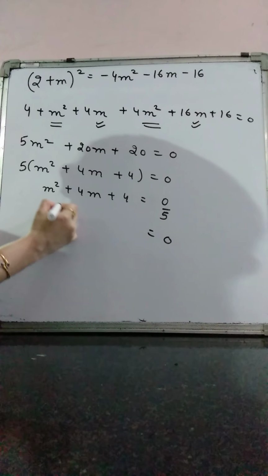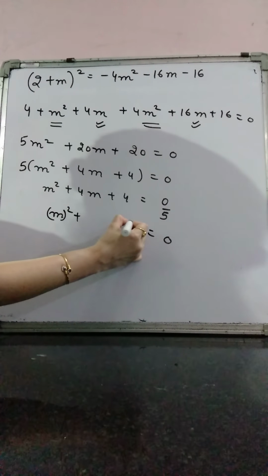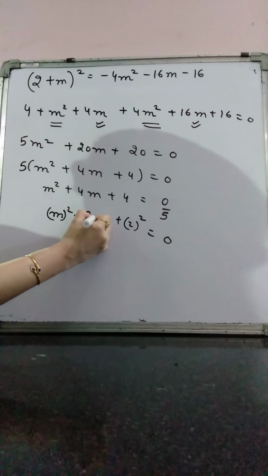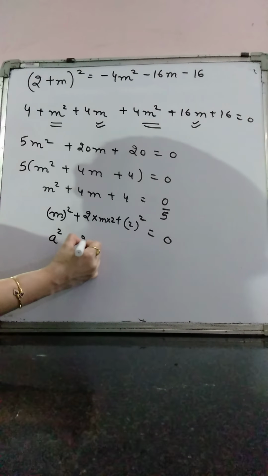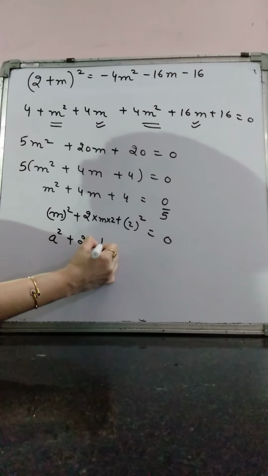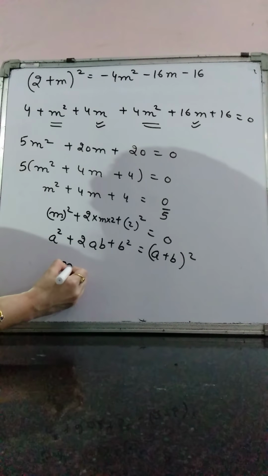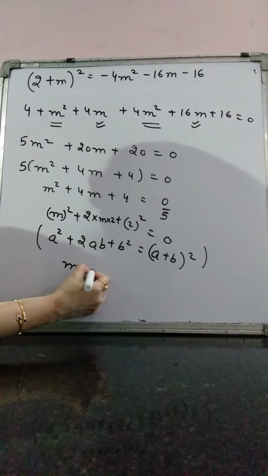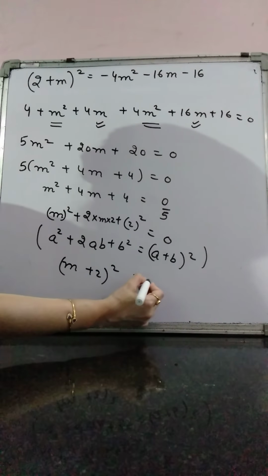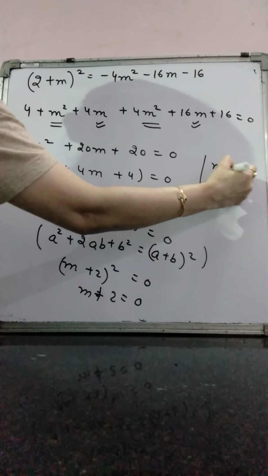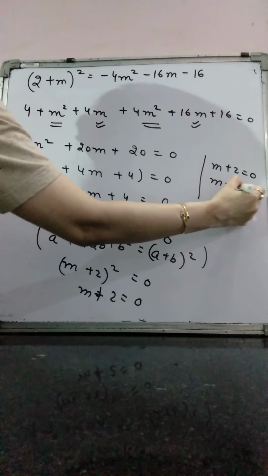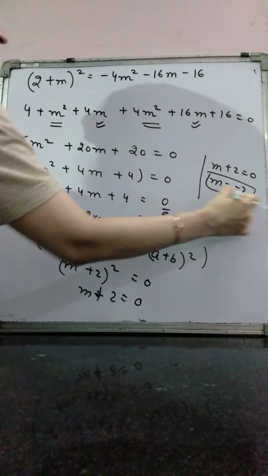Now this is the formula of m square plus 2 square plus 2 into m into 2, that is, apply this identity: a square plus 2ab plus b square will be (a plus b) whole square. It will be (m plus 2) whole square. On taking square root, the value of m plus 2 is 0. M plus 2 is equal to 0. The value of m will be minus 2.